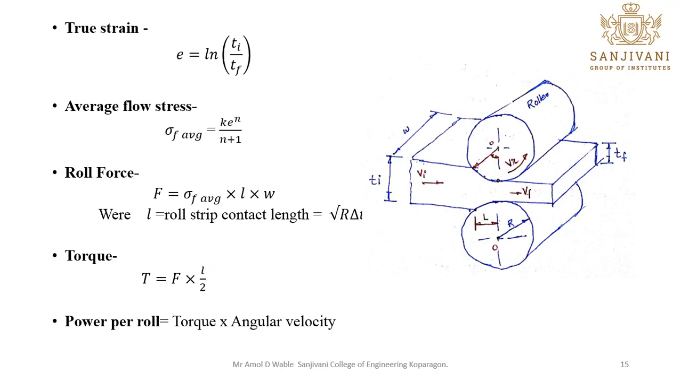Then the power per roll will be what? If you multiply the torque into angular velocity, you will get the power. So here angular velocity can be taken as 2 pi n upon 60, where n will be the speed of the roller.